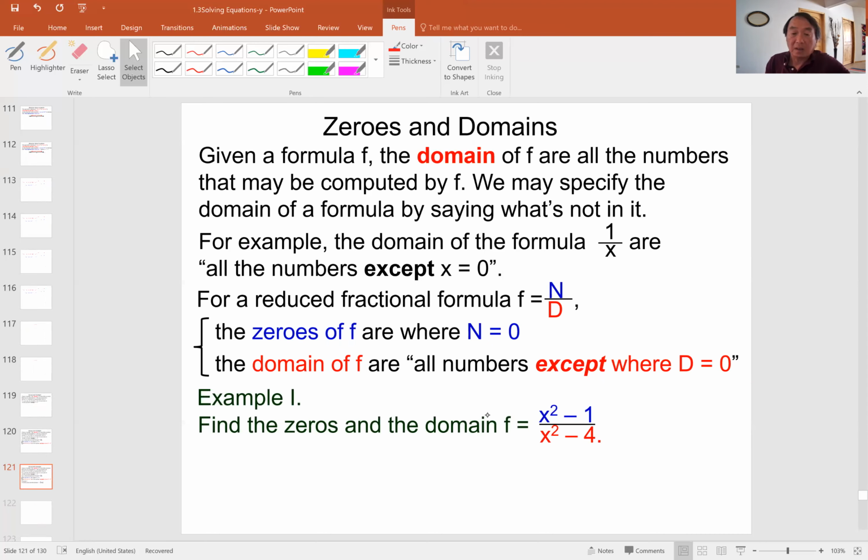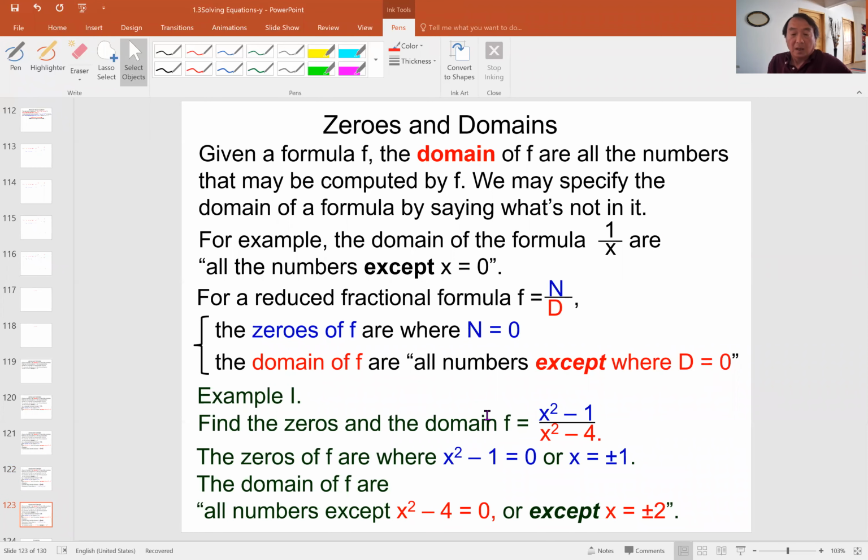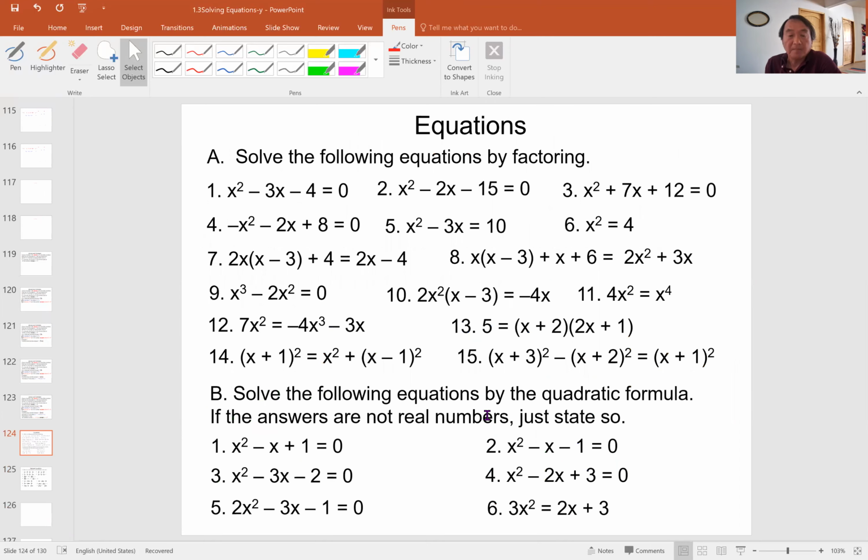Well, to get the zeros, it's where the top, the numerator, is 0. So if I want to find the zeros for this formula, I look at x squared minus 1. The zeros of x squared minus 1, where the numerator is 0, are the solutions for the formula. Then if I ask what numbers make it undefined, I look at the denominator. Whatever makes the denominator 0, solve the equation x squared minus 4 equals 0. And so you can put in any number except x equals plus or minus 2. Okay, that's it.